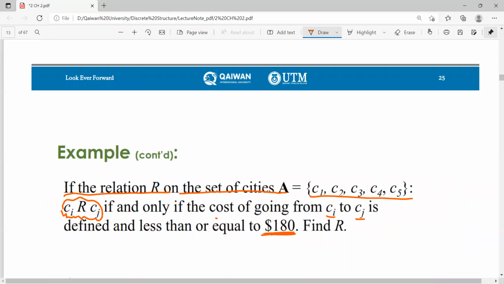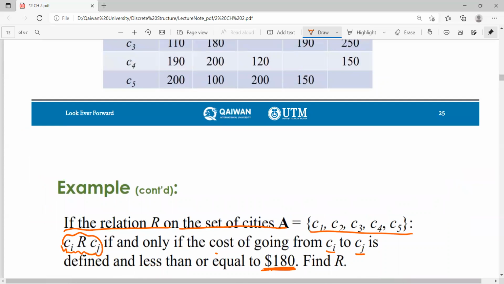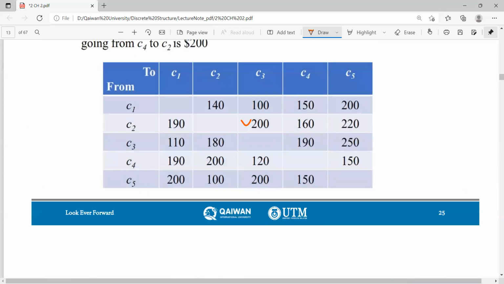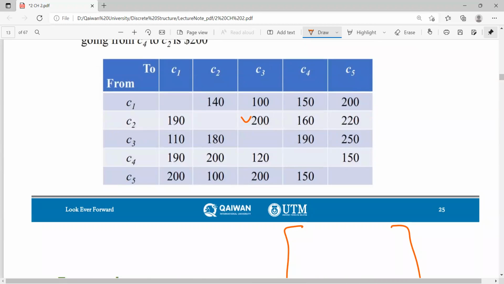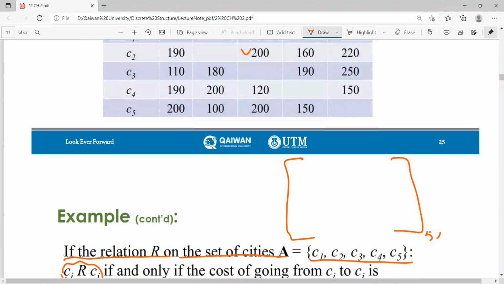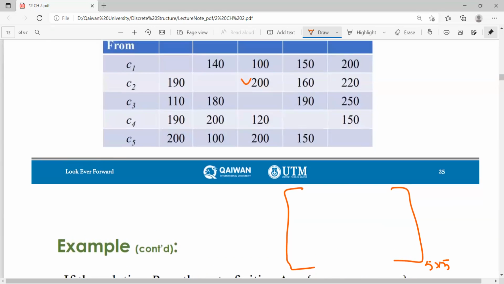Okay? Look at the table. Let's return to the table. This is our table. Let's first write down the matrix. So what's the size of the matrix? We have 5 cities. So it's 5 by 5, is it? It's 5 by 5, because we have 5 elements in set A.